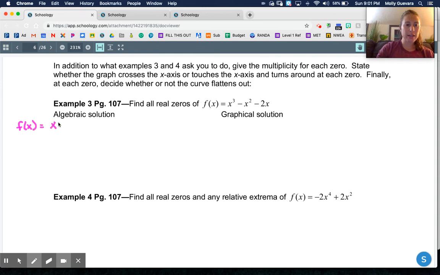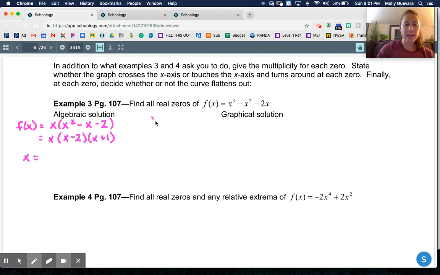So when I take out an x, I'm left with x squared minus x minus 2. And because we paid really good attention in Algebra 2, we know that this is factorable, and this is x minus 2, x plus 1. So what I have now are my factors. I have a factor of x, a factor of x minus 2, and a factor of x plus 1. So this tells me that I have my x-intercepts, and I'm just going to set them all equal to 0 and solve.